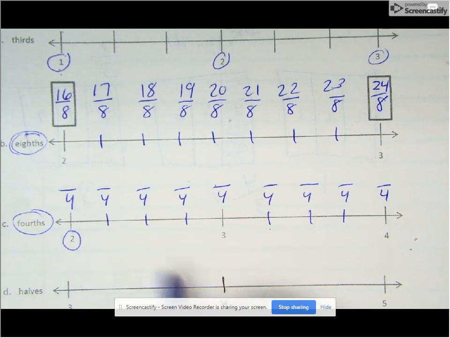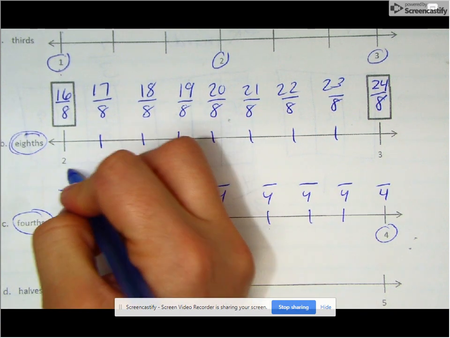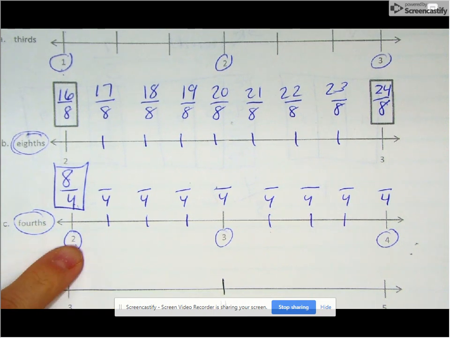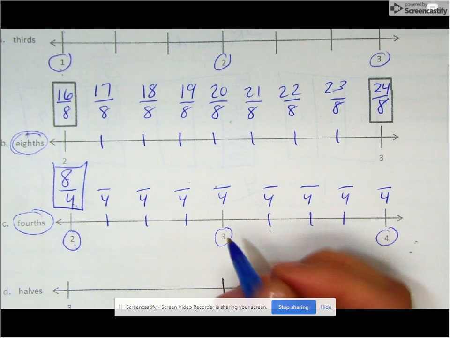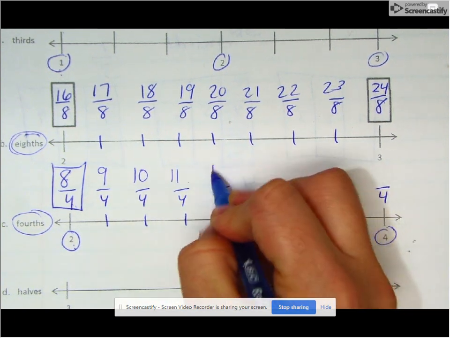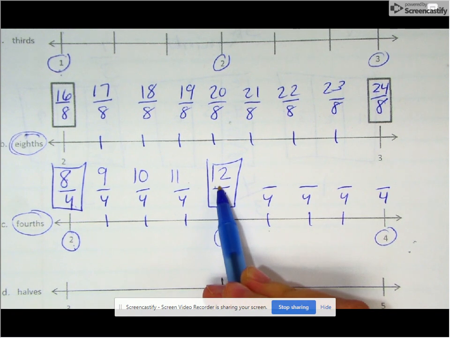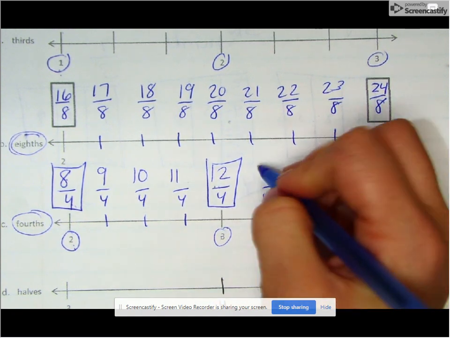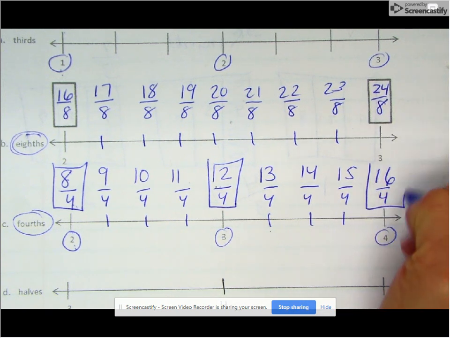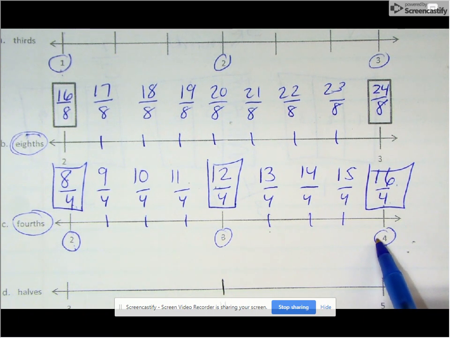And then we got wholes 2, 3, and 4. So 2 times 4 is 8, or 8 divided by 4 is 2. So 8 fourths is the same as 2 wholes. Okay, then you just jump. 9 fourths, 10 fourths, 11 fourths, 12 fourths, and look right there, 3 times 4 is 12. 13, 14, 15, 16, and again, 4 times 4 is 16. 16 divided by 4 is 4.